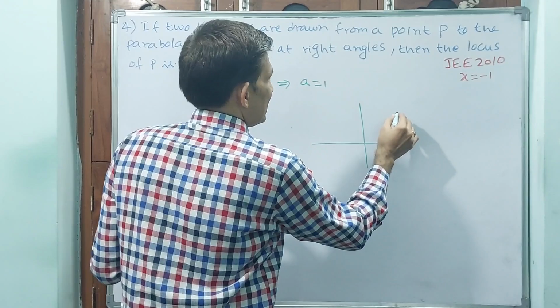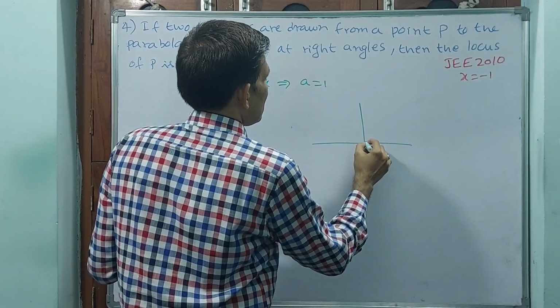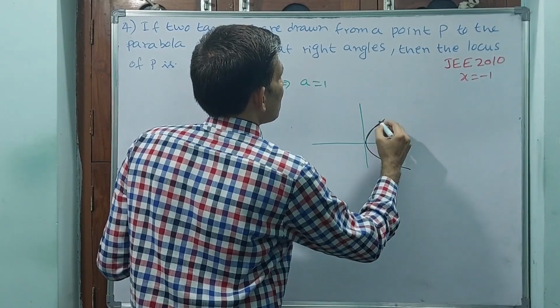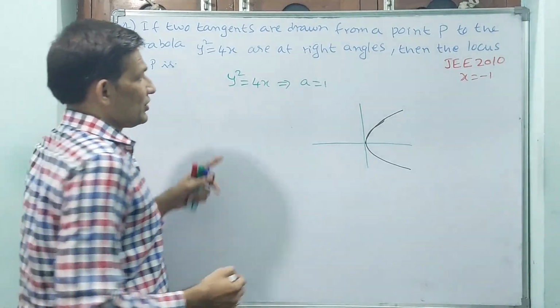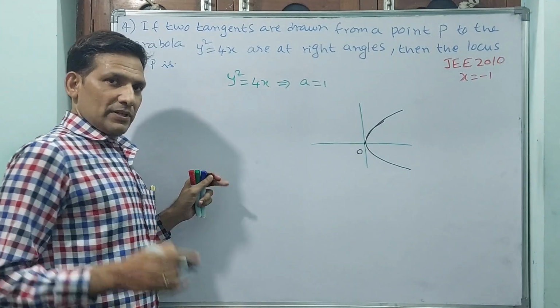This parabola is like this. And see, x is 0. Don't forget, when x is 0, y is also 0. That means it is touching the origin. Okay, this is the origin. That is one thing.